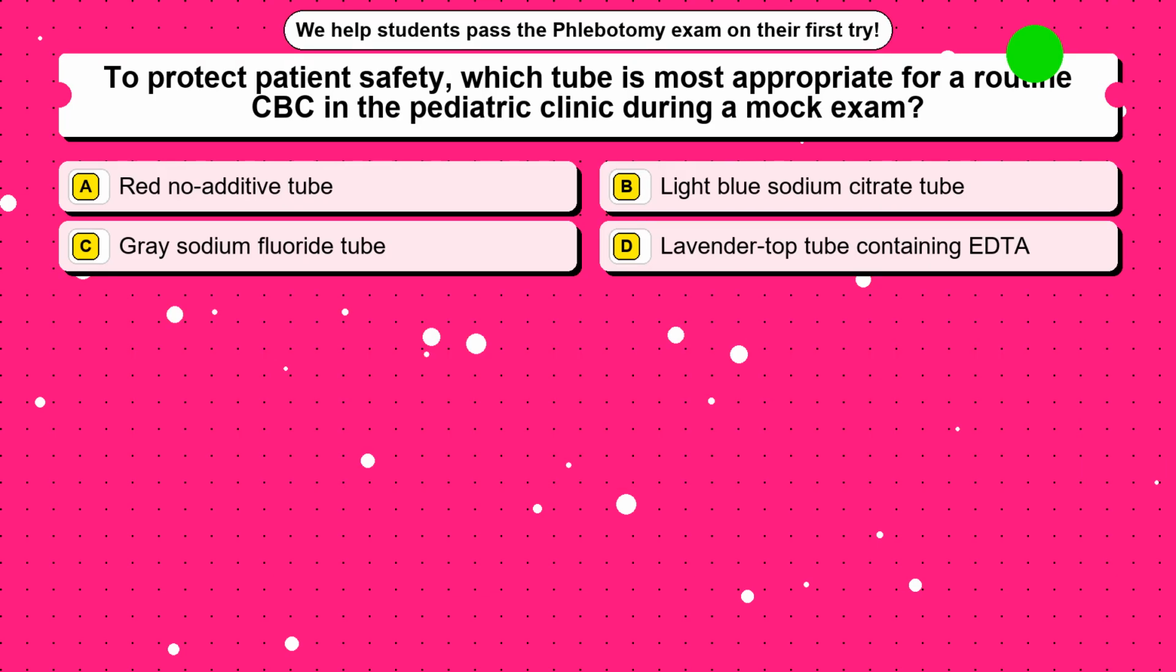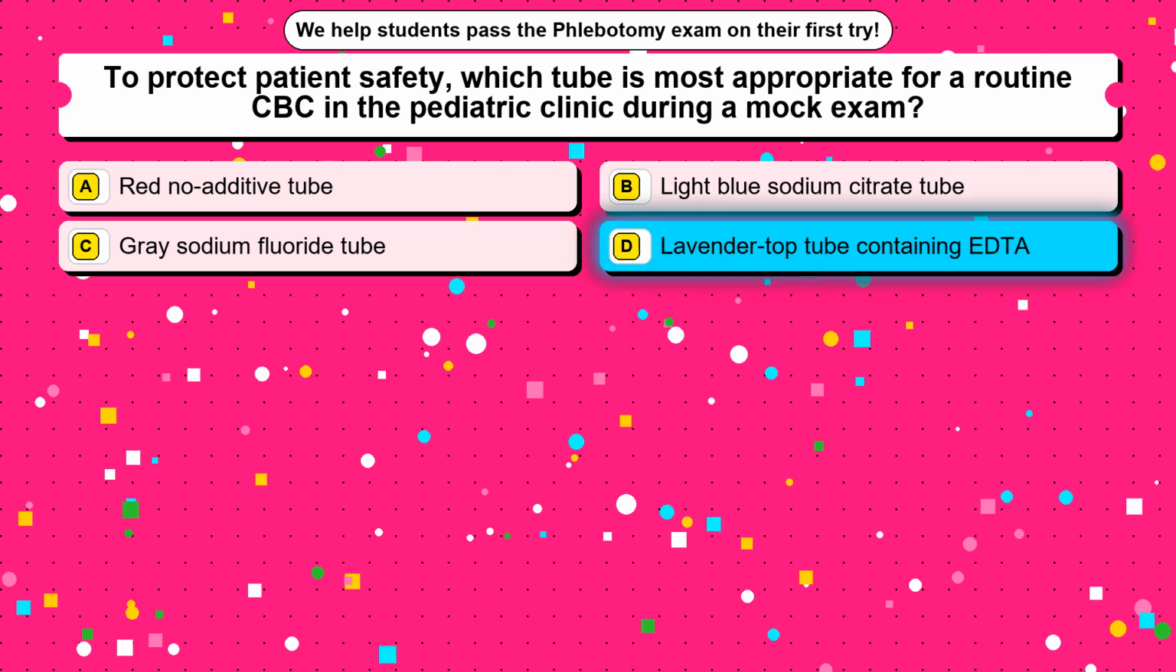Question 1. To protect patient safety, which tube is most appropriate for a routine CBC in the pediatric clinic during a mock exam? Option A, red no additive tube. Option B, light blue sodium citrate tube. Option C, gray sodium fluoride tube. Option D, lavender top tube containing EDTA.